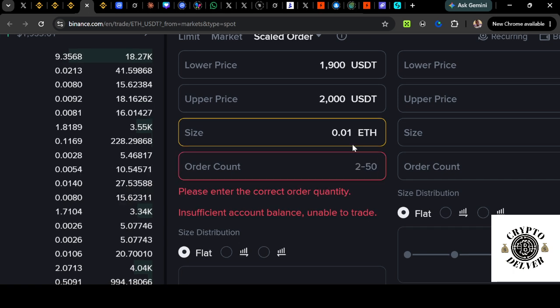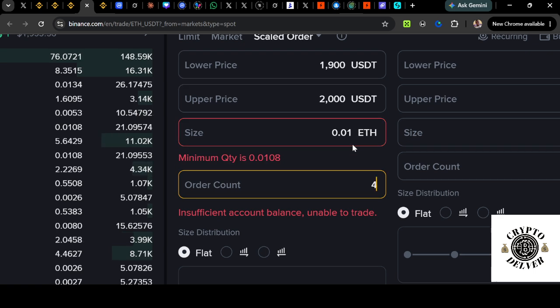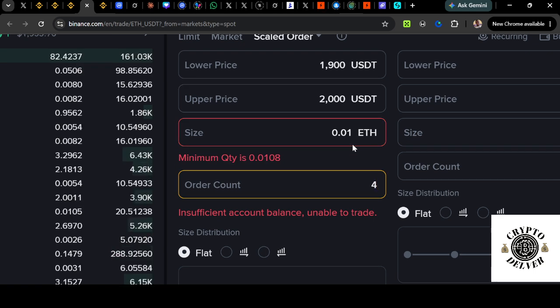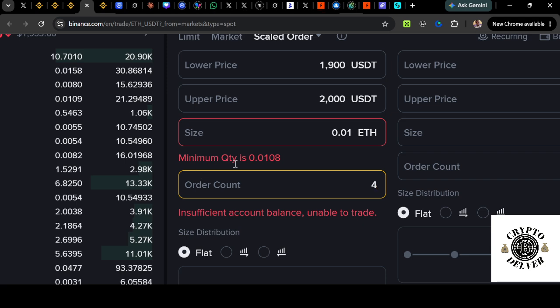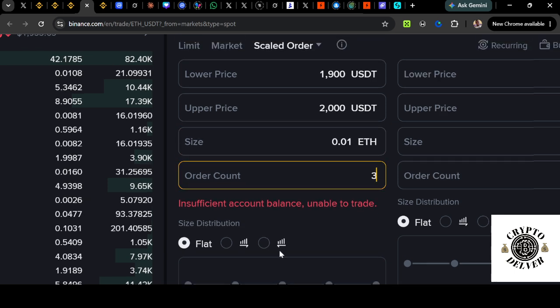Now if I probably want to split it into even smaller portions, I can just select 4, and it says minimum quantity is this. So just make sure that you have the right quantity when you're trading, and so on and so forth. This helps you to split it into a particular amount. I can also select 3 depending on my choice. It says insufficient balance, unable to trade.